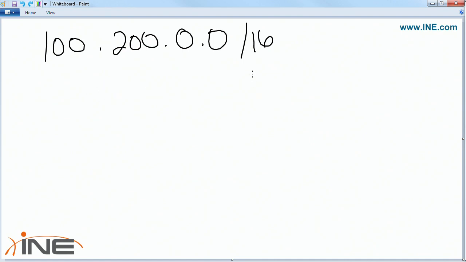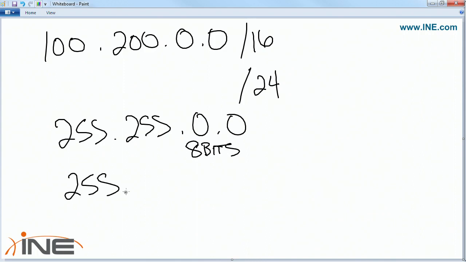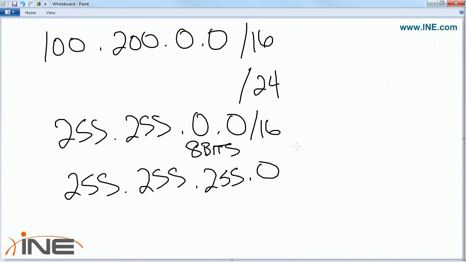So let's say that we wanted to take this and break it down into /24 subnets, where originally the mask was 255.255.0.0. I'm going to borrow an additional 8 bits from this field, so that the result is my subnet mask is 255.255.255.0. So I'm moving from /16 to /24.